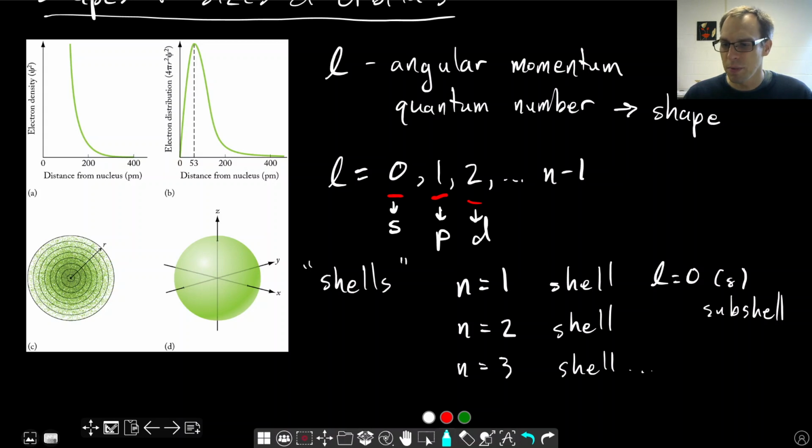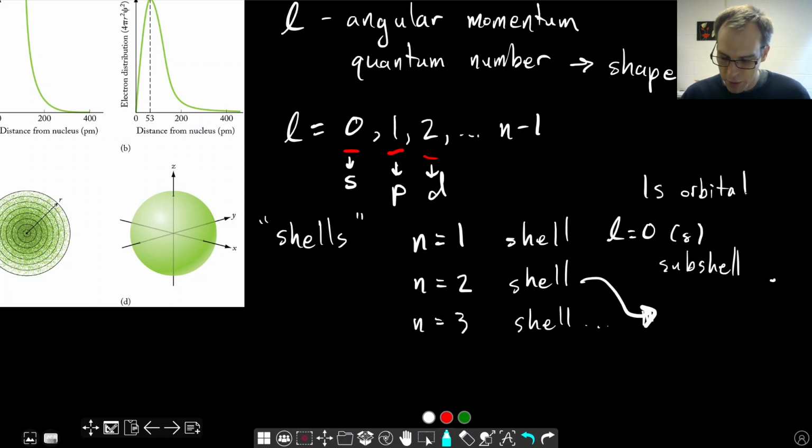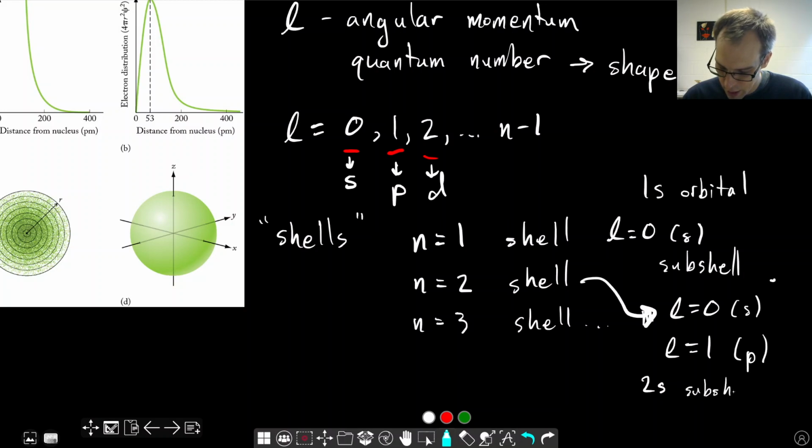For n equals 2, we can have a value of L equal to 0 or 1. And so we have two different subshells that go with n equals 2. And this n equals 1, L equals 0 subshell we would call a 1s orbital. And for n equals 2, an L equals 0 is a possibility, so that's another s, or we can have L equals 1, which we call a p orbital. And these subshells would be the 2s subshell and the 2p subshell.